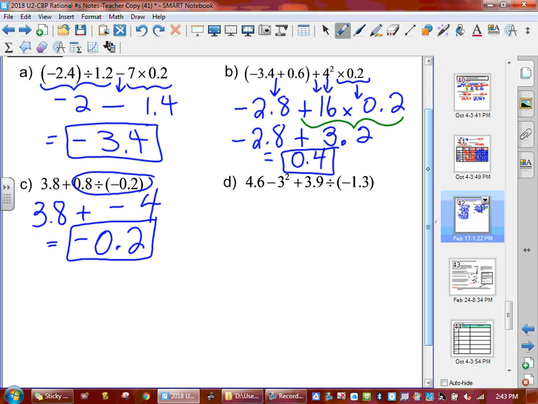The next one, brackets, it's only a selfish space, so I look at exponents. So I have to solve this guy. So I'm going to have 4.6 minus 9 plus, now I can divide. I do the dividing part, and that's going to give me a negative 3. Now I've just got adding and subtracting left to right. So now we're going to type in 4.6, subtract 9, plus negative 3. And that's going to give us an answer of negative 7.4. Okay? Check your steps, check your work.